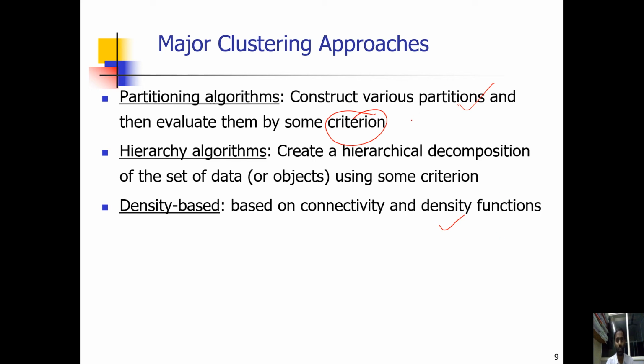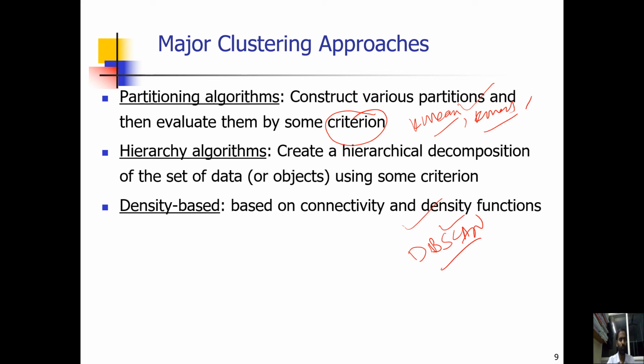Density-based clustering is based on connectivity and density functions. Examples of partition algorithms are the k-means algorithm and the k-medoid algorithm. Hierarchical algorithms include agglomerative hierarchical clustering and divisive hierarchical clustering, the bottom-up and top-down approaches, using different linkage techniques called single link, min link, and max link. The density-based clustering algorithm example is DBSCAN.